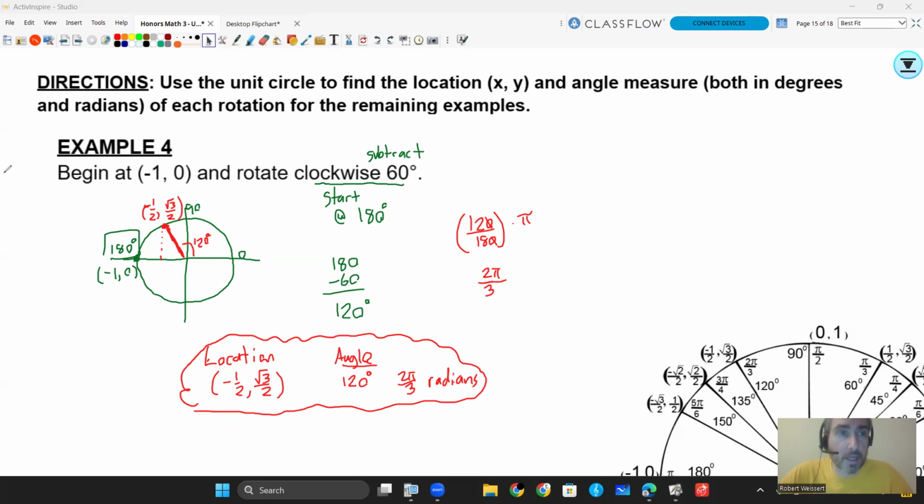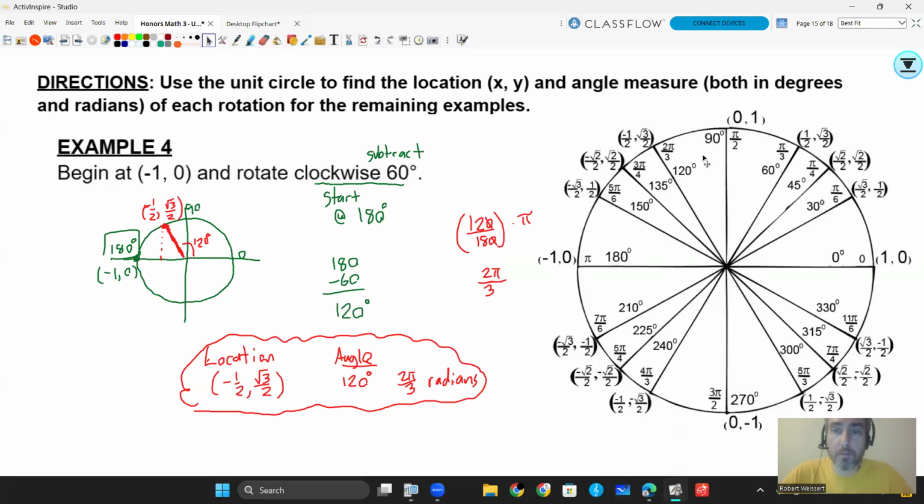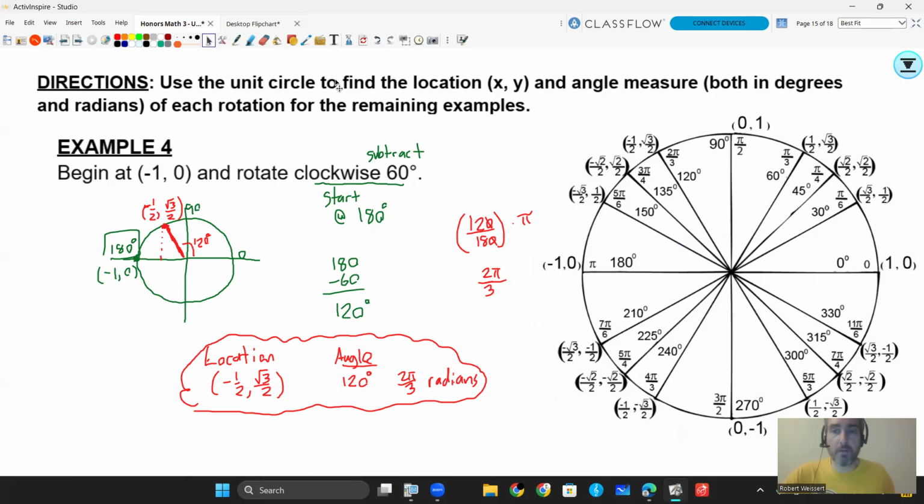Let's make sure that we can check that on our unit circle. For right now, while you're still freshly learning the unit circle, it is good to verify where that is. All of these values that you're going to calculate are going to be one of these that you see down. So when we start at 180 degrees, that's going to be (-1, 0). And if I go clockwise 60 degrees, that is going to put me in this direction. And 180 minus 60 is 120. And you can see 2 pi over 3 radians and the coordinate (-1/2, square root of 3 over 2). So that does check our answer. Let's look at another example.